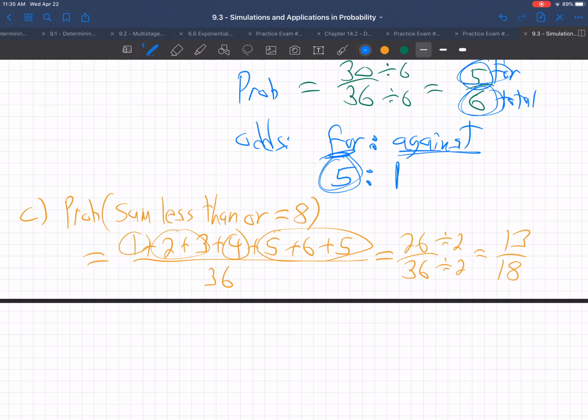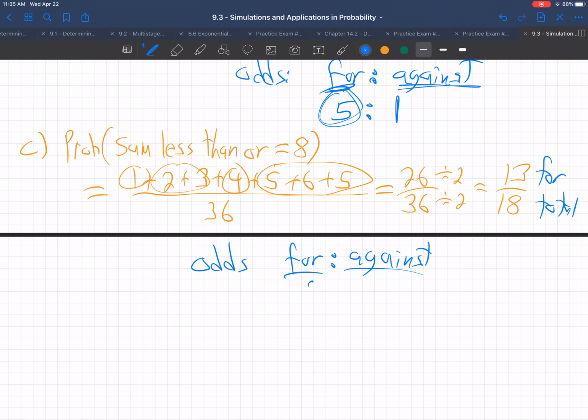Now that's probability. So we have to change that to odds. Odds, remember, is for and against. And this is probability, which is for over total. So it starts the same. 13, right? That starts the same. So if there's 18 total, how many must be against? 5, right? Because there's 13 for and 5 against.